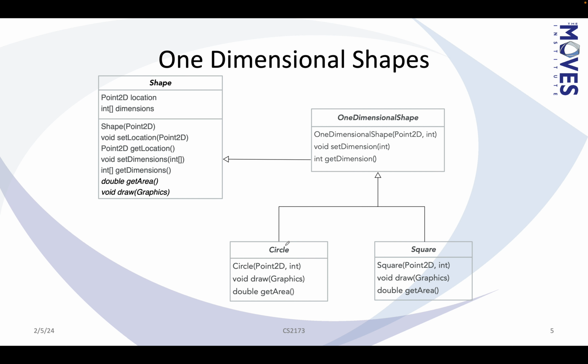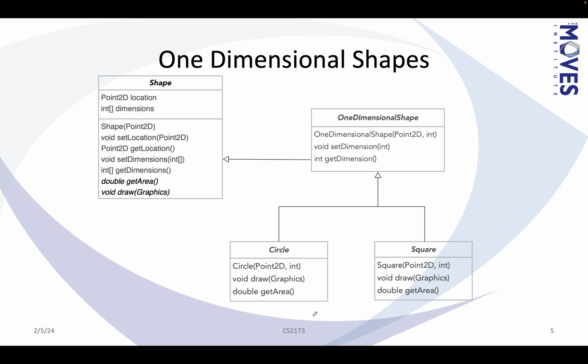These are now concrete classes. So this should not be, those shouldn't be in italics. So this is going to be implemented. So how do I make it concrete? Well, at the very minimum, I need to implement all of the abstract methods.